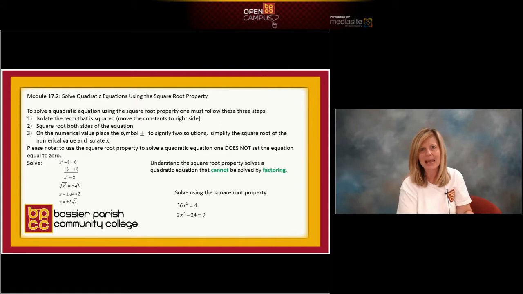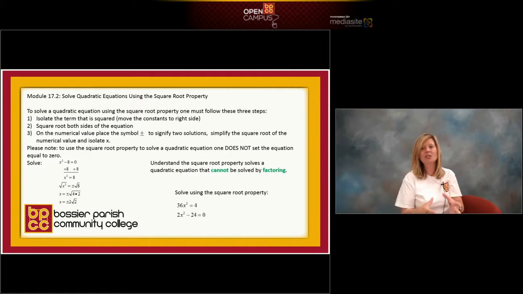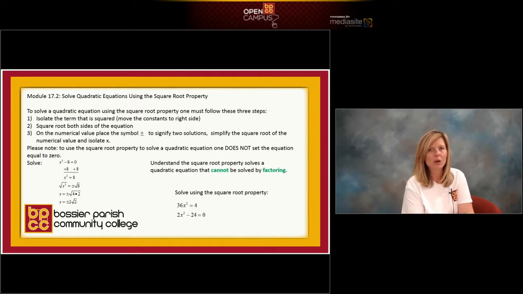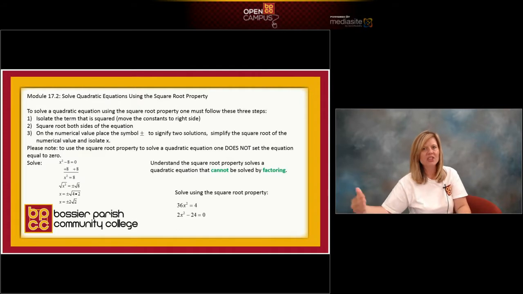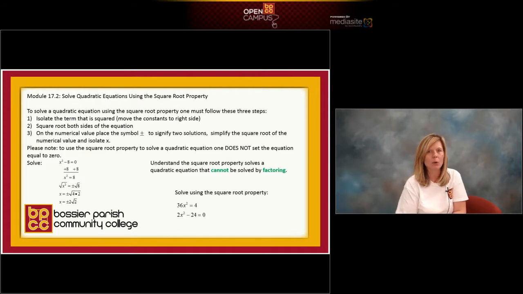That doesn't mean it can't be solved. You have to use another method, and that's what we're here for today. If you get a quadratic equation and you can't apply your rules of factoring, then the next thing you think about is doing the square root method. So we're ready to do the square root method.